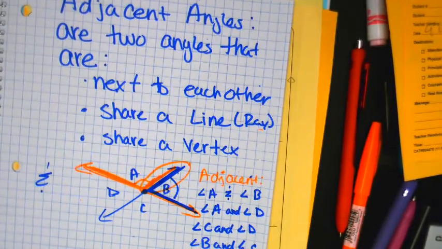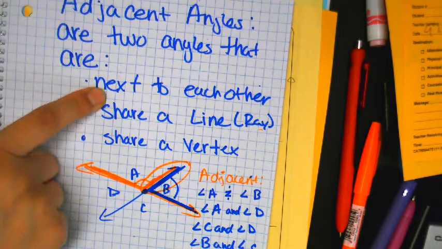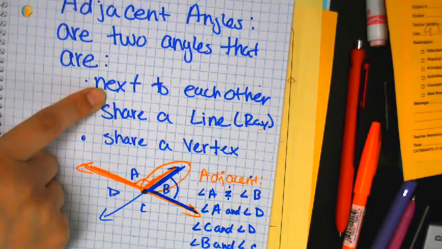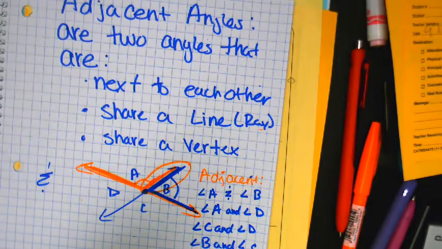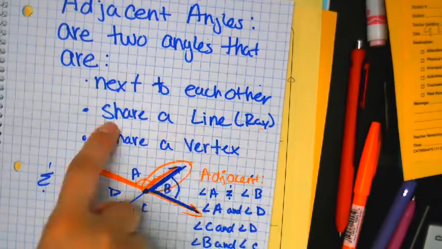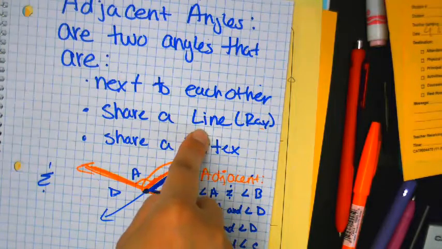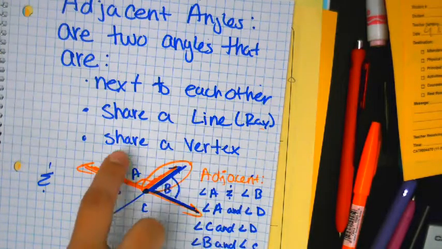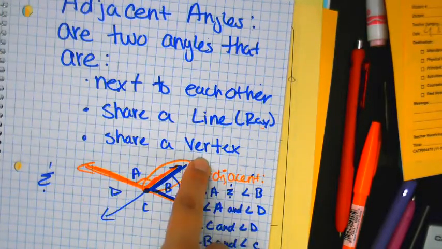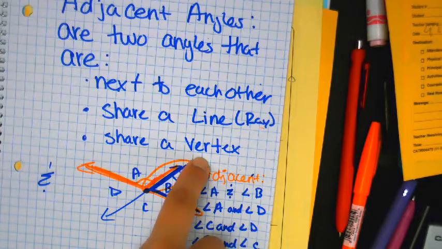Adjacent angles are angles that are next to each other. Kind of like my bedroom is next to the restroom. And one of the walls in my bedroom is a wall in my restroom. Like we share that wall. So next to each other, they share a line. I share the wall with the restroom wall. Share a vertex. We share a hallway, I guess.